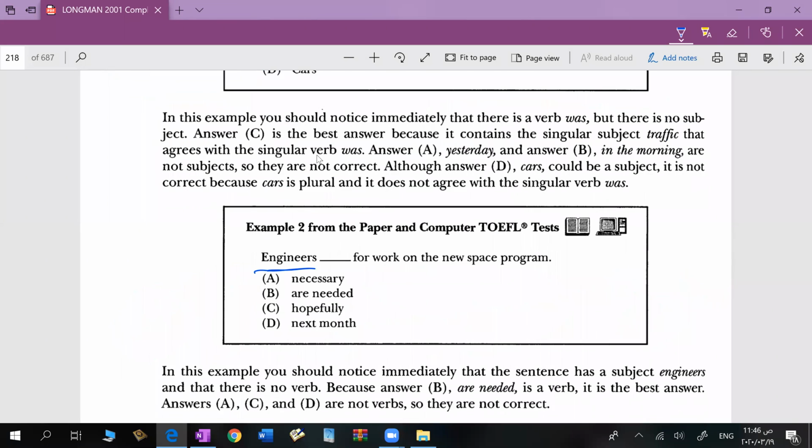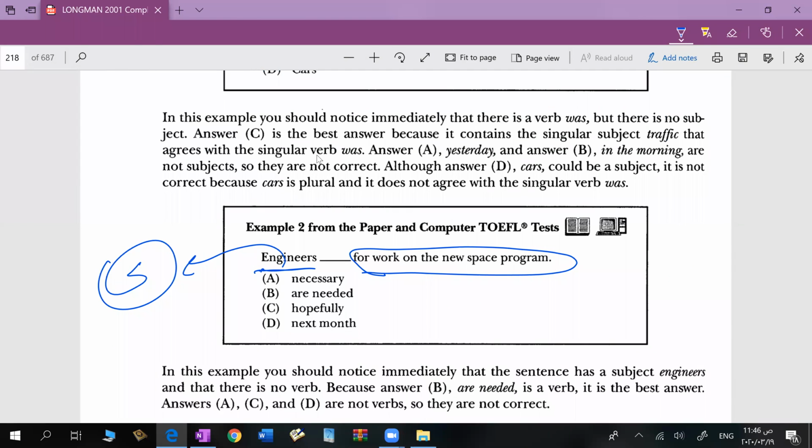Engineers, blah blah blah, for work on the new space program. Do we have a verb here? We have a subject, but we do not have a verb. So what is the verb here? Can we say "necessary"? Necessary is an adjective. "Are needed," maybe. It's a verb phrase, are needed.